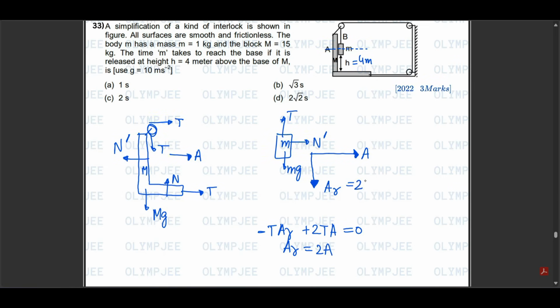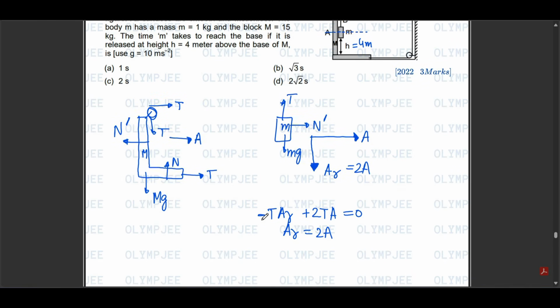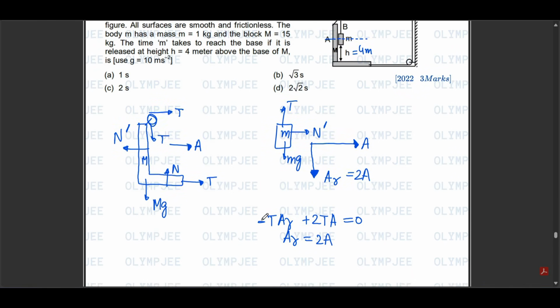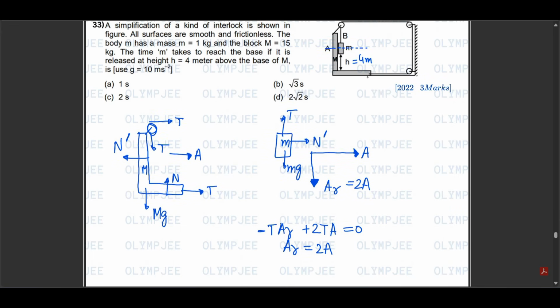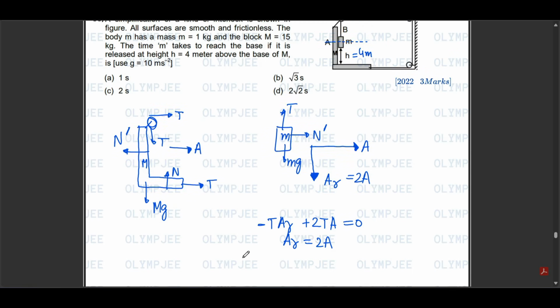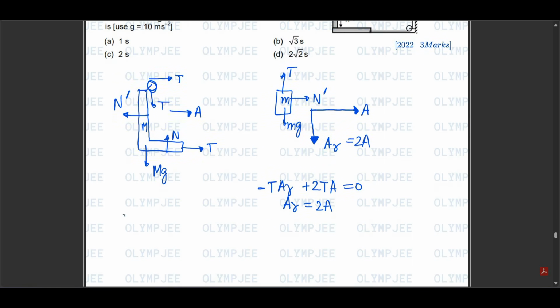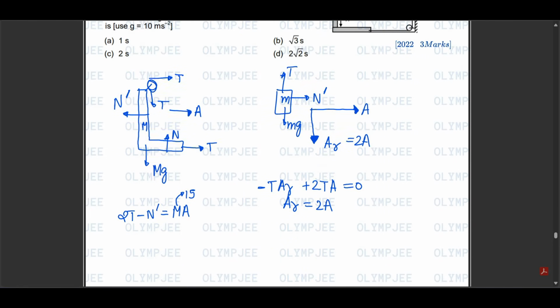So this is actually 2a, right? So this 2a would be the acceleration which is covering this height, right? So we can start writing the equations to find a. So we'll get that 2T minus N dash is equal to m a, which is 15, and mg, so small m is 1, so we'll take it as 10. 10 minus T is equal to m 2a, which is 2a since m is 1.